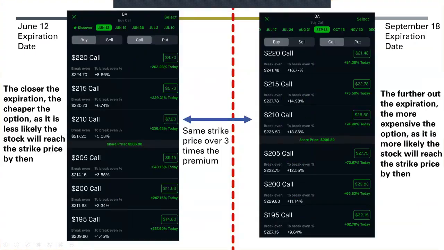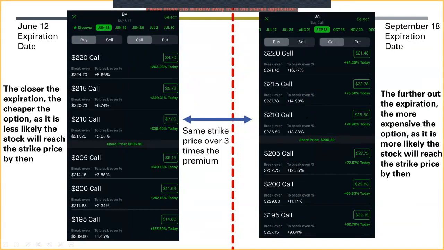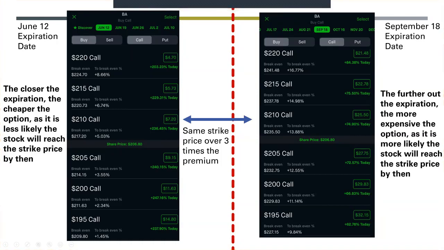So here we're looking at two screens. We have a June 12th expiration and we have a September 18th expiration. So what's the difference? You can see here that the one that's much closer has a very small dollar amount. This is like $7.20. Well, not very small. You would pay $720 for this option, right? Now over here, you pay $2,550 because of the closer you are to expiration, right? Today is June 7th. That means within 5 days, the stock has to go up.